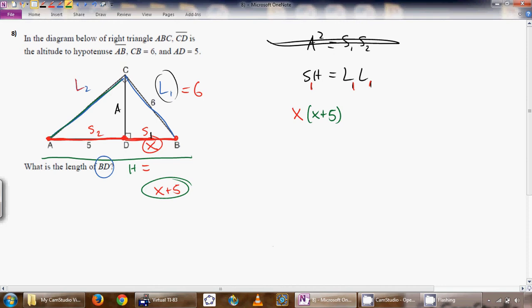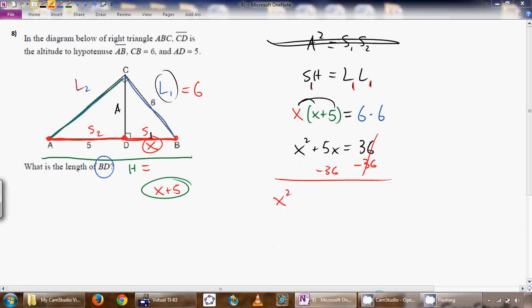That's going to be another polynomial. And then my leg 1 is 6, so it's 6 times 6. When I carry out this multiplication, distributing, x squared plus 5x all equals 36. I've got to set this equal to 0, so I'm going to subtract 36 from both sides. That's going to be x squared, bring down that positive 5x, and then there's nothing that the negative 36 combines with. They're all different terms. So now I'm factoring.